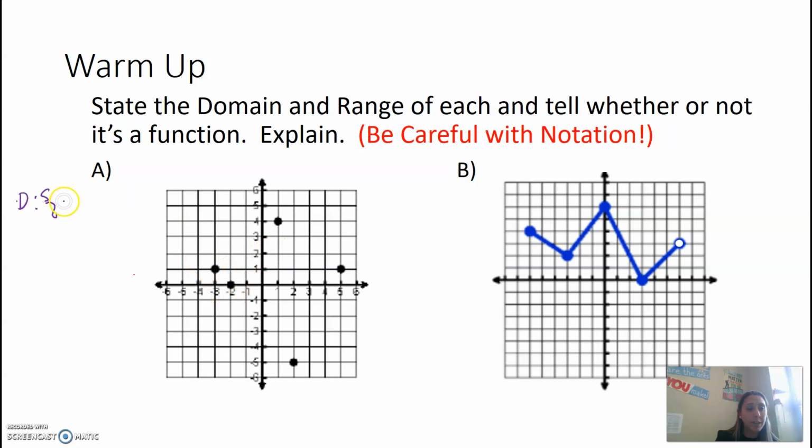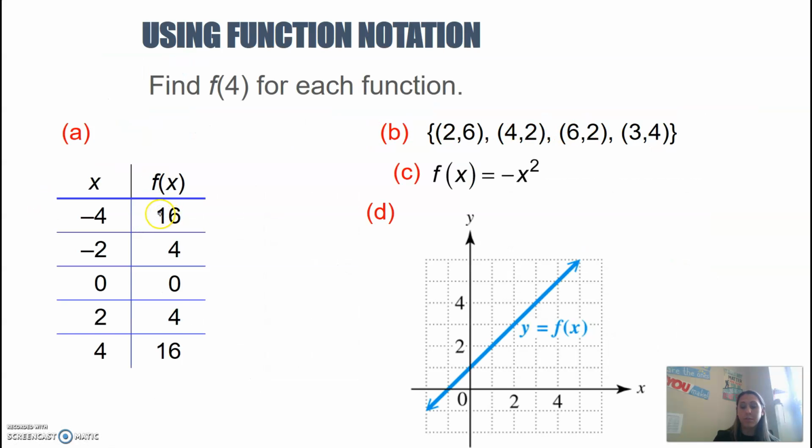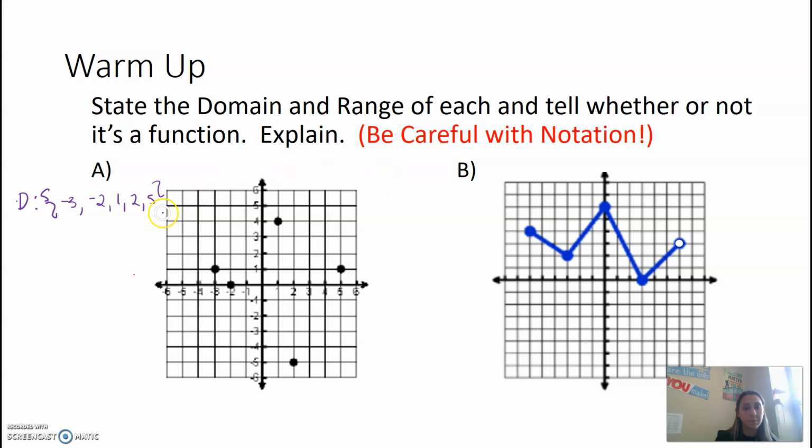So I have -3, -2, not on -1, not on 0, but 1. We've got 2. And we have, looks like 5. And then we finish it off with curly brackets. So that's the domain. Again, remember, it's just the x values.